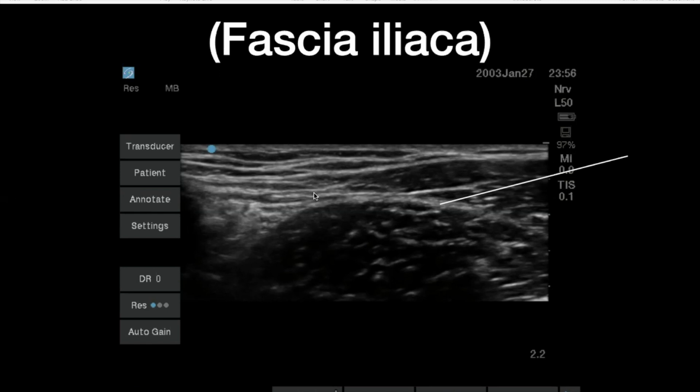So the innervation of the hip joint comes from several different nerves: the femoral nerve and the obturator nerve, which are both branches of the lumbar plexus, and the superior gluteal nerve and the nerve to quadratus femoris, which are both branches of the sacral plexus.